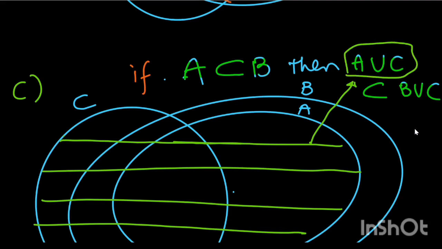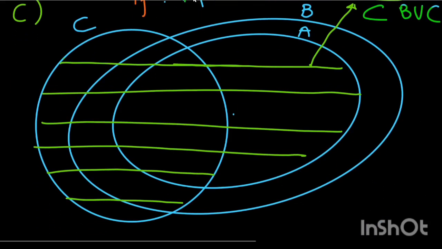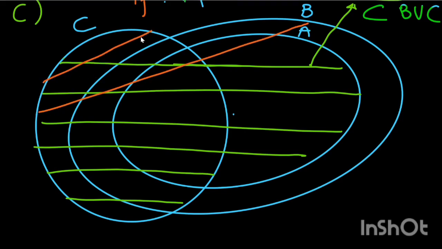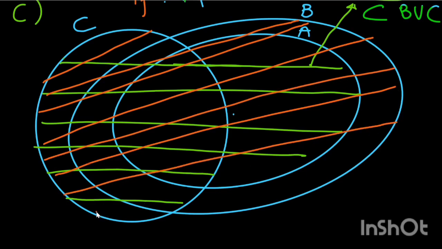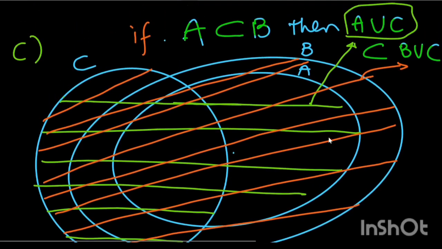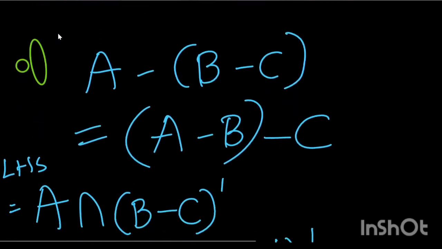Now B union C, if I draw using red, it would be this entire area, like this, guys. As you can see here, this red area is completely containing the area of A union C. So B union C is marked by red, which is containing the area marked by green. So this option C is true, guys. And let's check option D now.